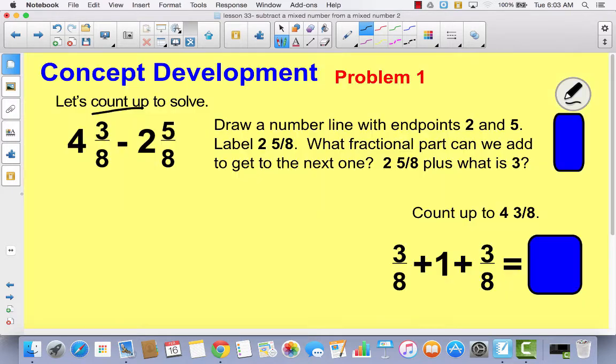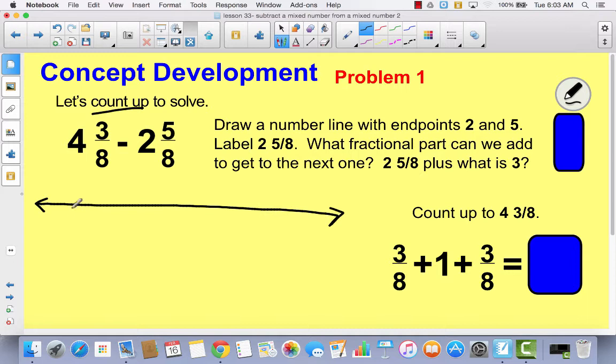Okay, we're going to use that same strategy, only we're going to be talking about fractions. But we're going to start at the small fraction, which is 2 and 5/8, and we're going to count up to 4 and 3/8 to see what our answer is. So in your math journal, first of all, I want you to copy this problem, 4 and 3/8 minus 2 and 5/8. And then we're going to draw a number line.